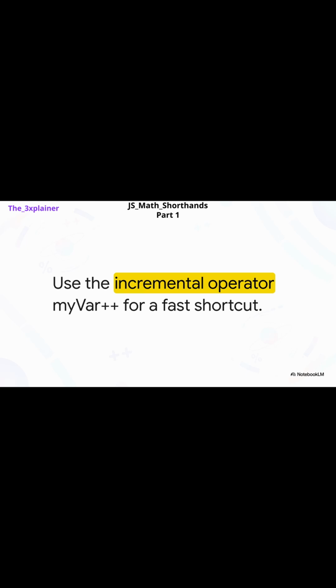Now, we could write myVar += 1. That's perfectly valid, and it would take our current value of 25 right up to 26. But JavaScript gives us an even faster shortcut, the increment operator. We can simply write myVar++. Those two little plus signs are literally the ultimate one-step shortcut for adding exactly 1 to your variable.